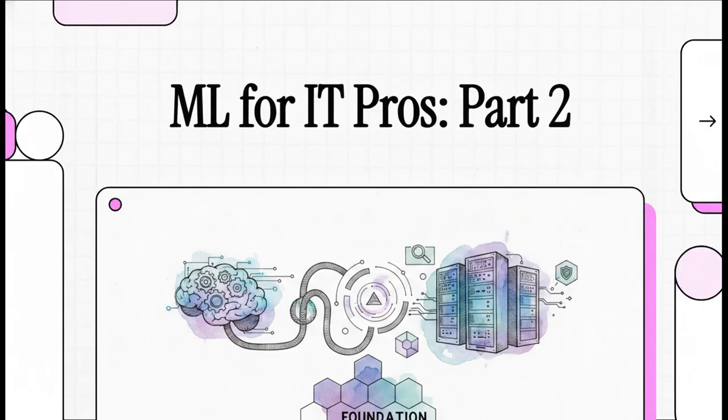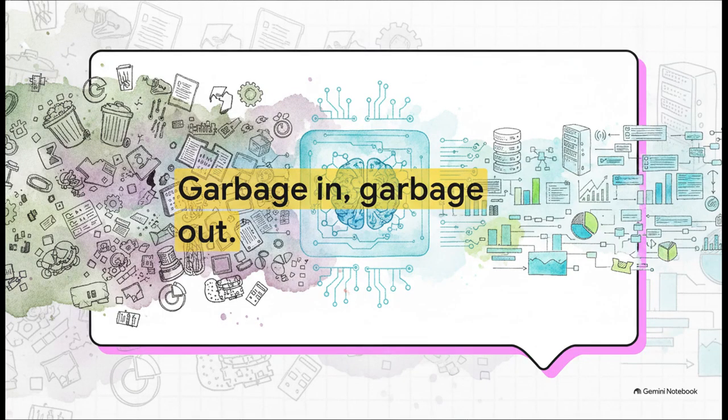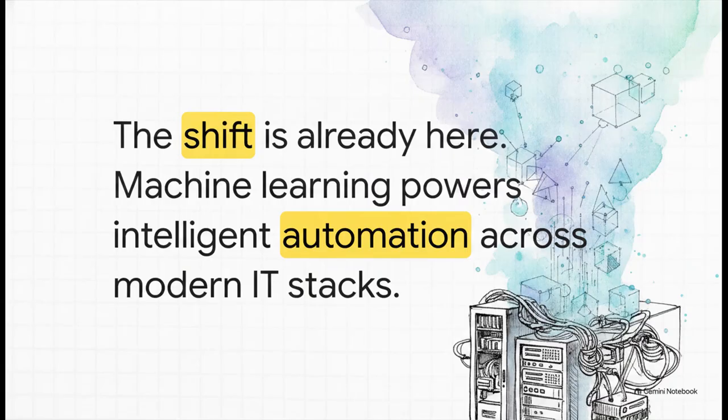Let's get into it. You know the old saying, right? Garbage in, garbage out. It's a classic IT truth, and honestly, it completely hits the nail on the head when we talk about machine learning. Far too often, ML is treated like this abstract magic wand that just poofs problems away. But it's not magic at all. It's a highly logical system, and it is entirely dependent on the quality of the inputs you feed it. We're talking about your logs, your metrics, your events. And make no mistake, folks, the shift is already here.